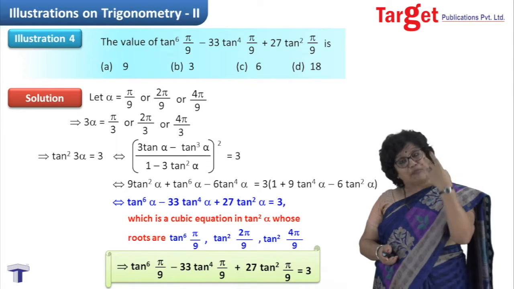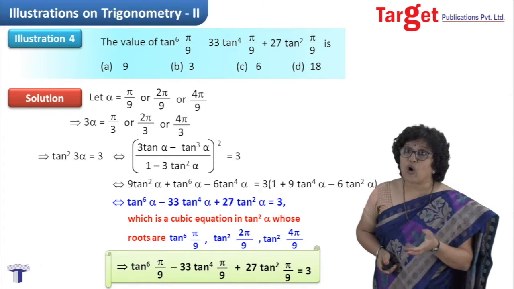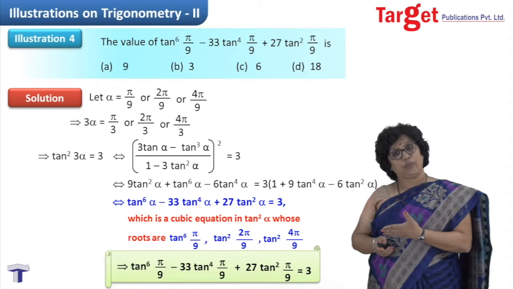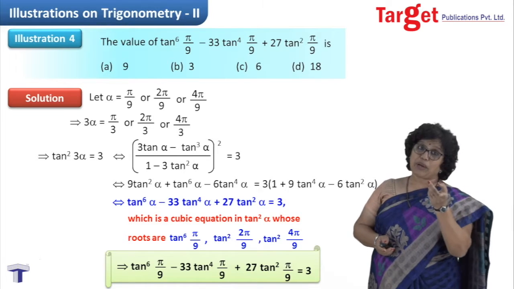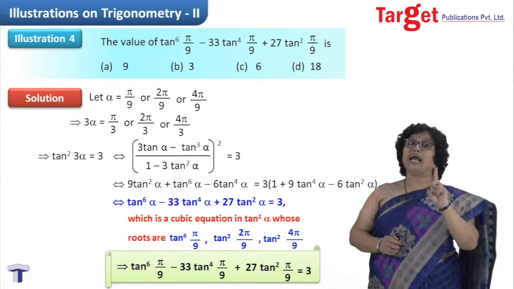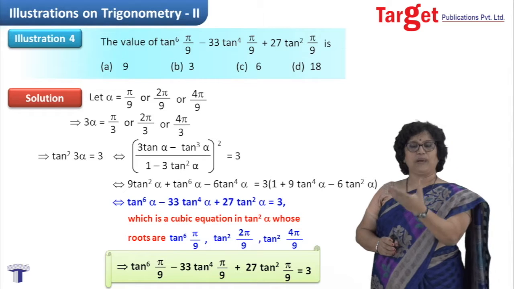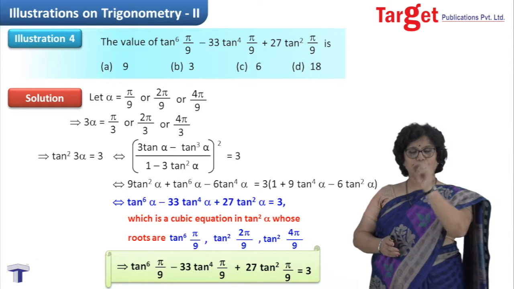Mind you please, with the help of this, I could have answered many other questions which could have been in the form of tan 2 pi by 9 or tan 4 pi by 9 or a combination of tan pi by 9 and tan 2 pi by 9. So the method is important, that you had to generate a cubic equation in tan square pi by 9. That is the crux of the problem.